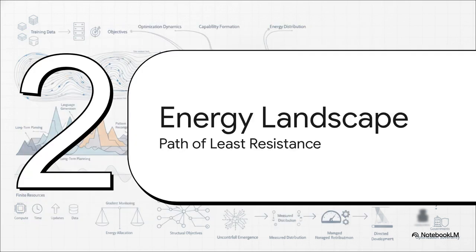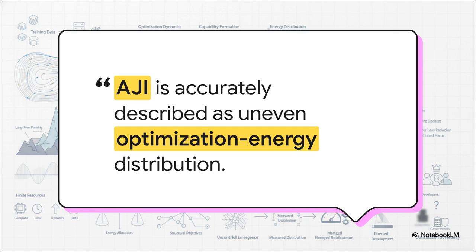Moving to Section 2, the optimization energy landscape, following the path of least resistance. To understand why capabilities develop so unevenly, we need to look at gradient-based optimization, the actual mechanism AI uses to learn and minimize prediction errors. Think of this loss surface as a physical energy landscape. The optimization process naturally prioritizes directions that reduce errors the fastest. So strong, clear data creates low-resistance paths where energy just flows easily. Meanwhile, weak or complex signals act like high-resistance terrain, and they get completely neglected.